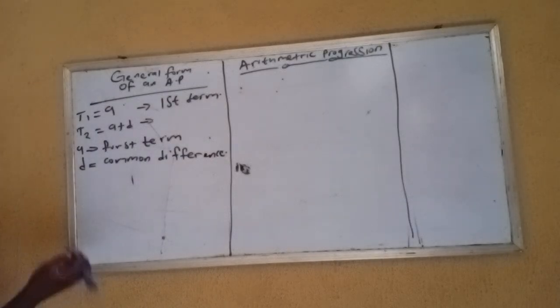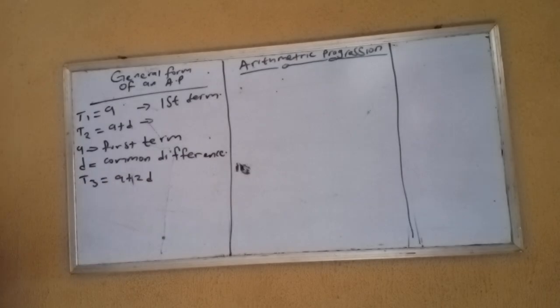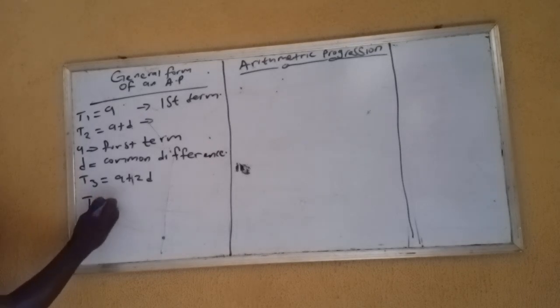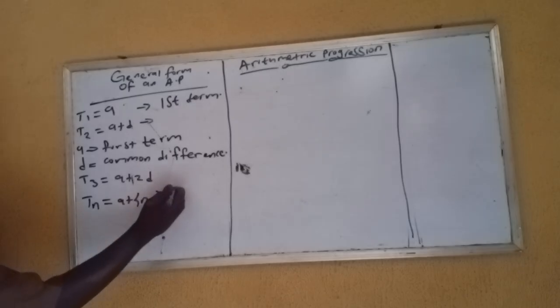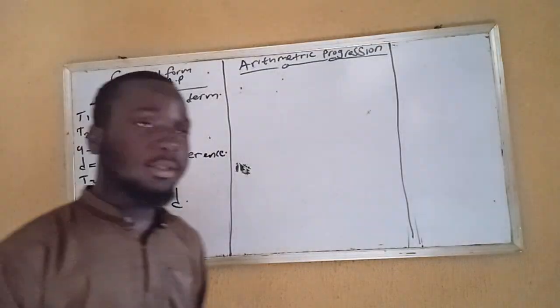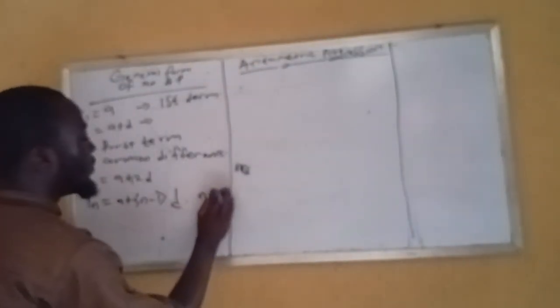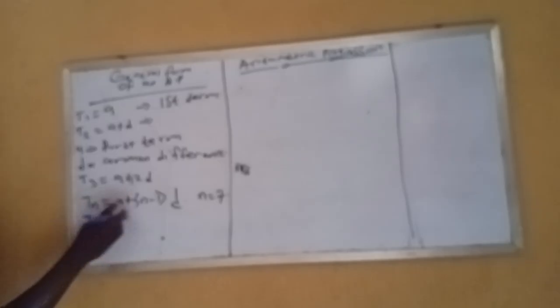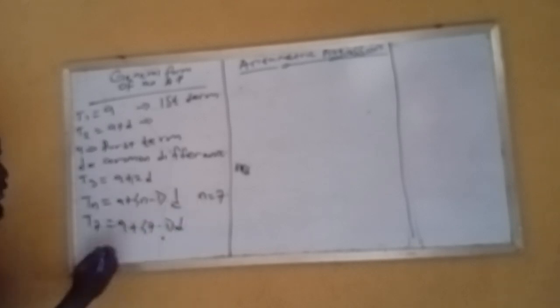So assuming it is T3, your third term, it will be A plus 2D. So if that is the general formula, your formula is Tn is equal to A plus (n minus 1)D, in which n is the number of terms. Assuming you are asked to find the seventh term, then your n is 7. T7, the seventh term, is equal to A plus (7 minus 1)D.